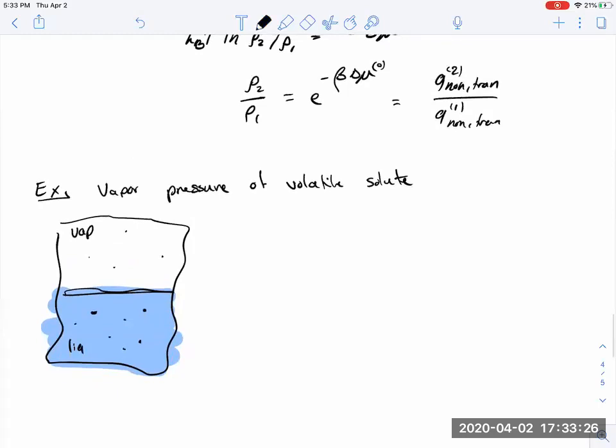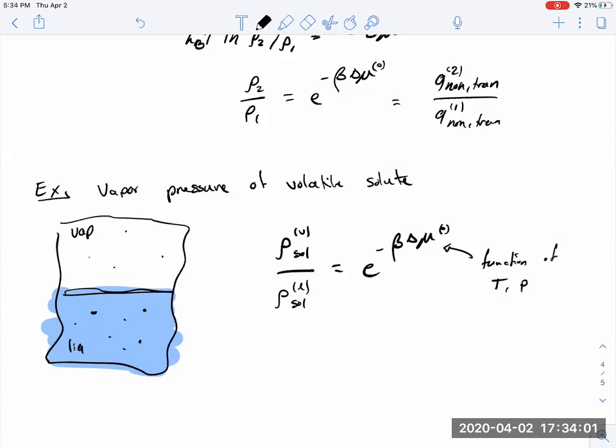From this expression, the density of solutes in the vapor relative to the density of solutes in the liquid is going to be equal to e to the minus beta delta mu of that reference, that change in the standard state chemical potentials. Now, that quantity is a function of temperature and pressure. Both could change the number of non-translational states that those solutes could explore.